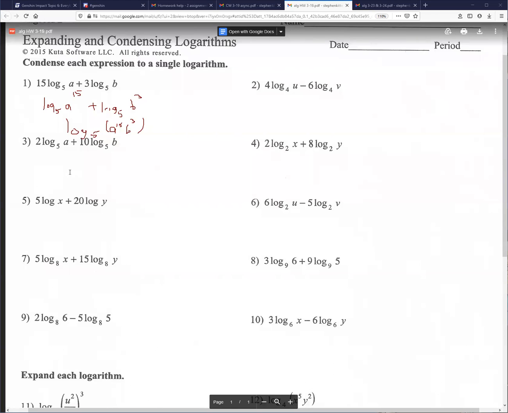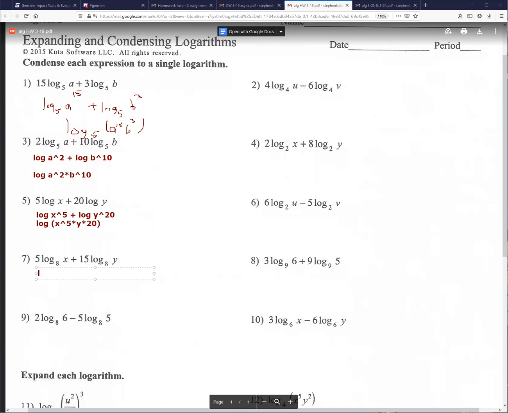And I'm going to switch to a text tool because I don't feel like trying to write these all out manually. So this is log base 5. I'm not going to write the 5, but it's base 5 of a squared plus log base 5 of b to the 10th, which in turn is log of a squared times b to the 10th. This is going to be log of x to the fifth. This one doesn't have a base logarithm, so it means it's common log, plus log of y to the 20th, which comes together as log of x to the fifth times y to the 20th. I guess I should put these in parentheses just to make it clear.